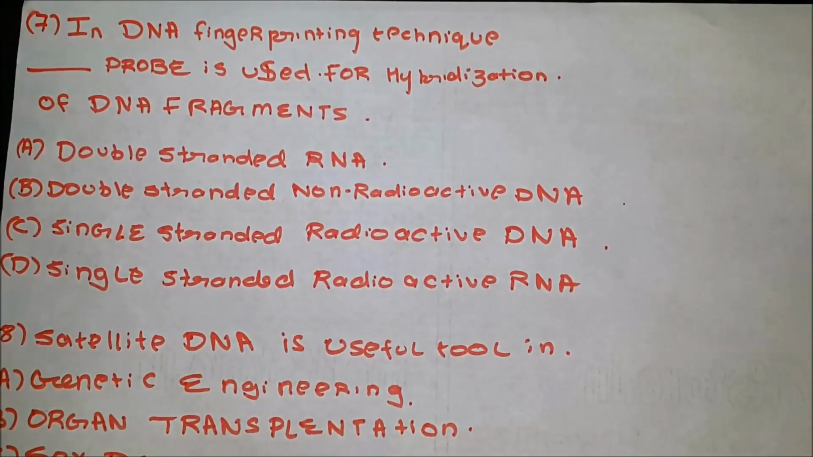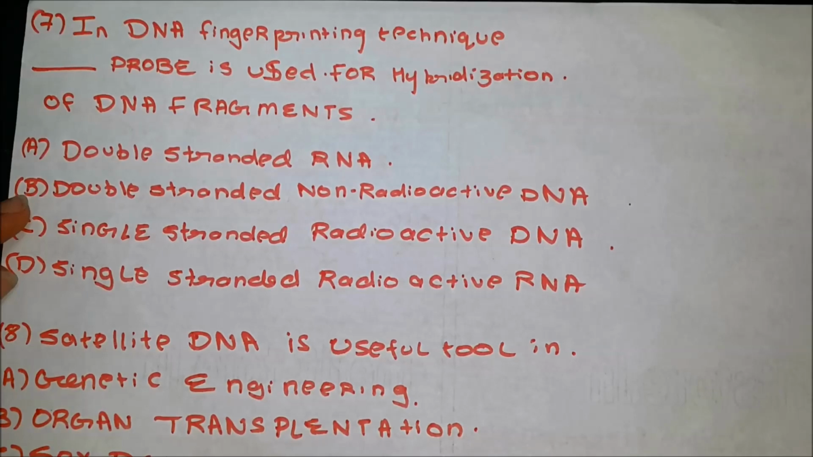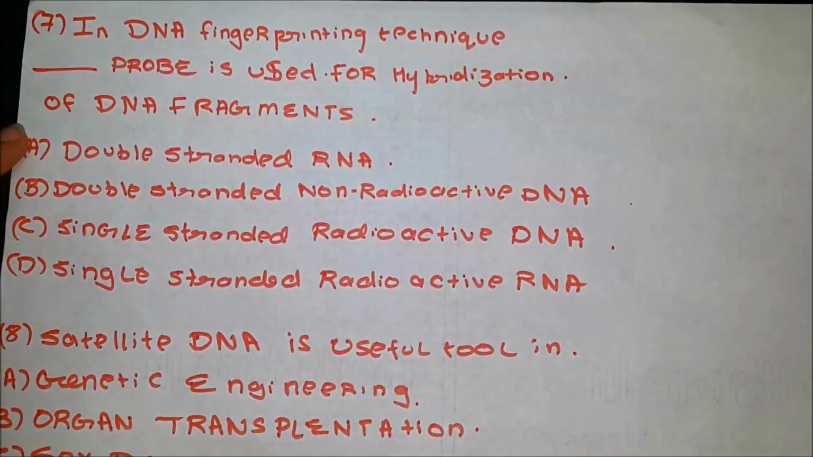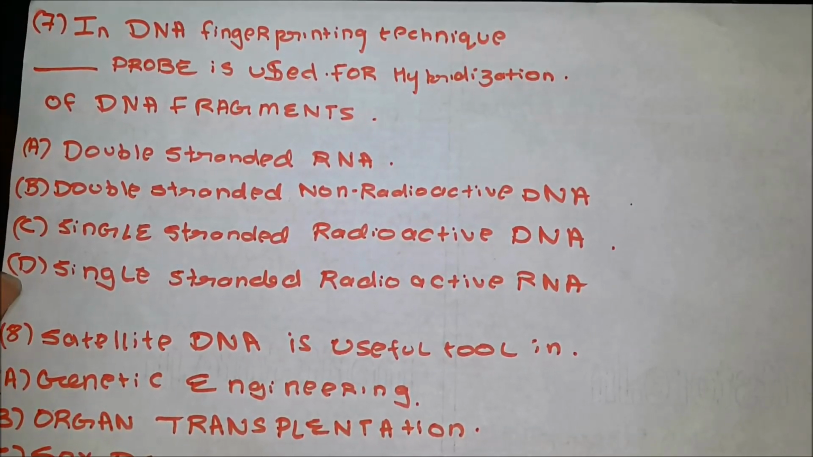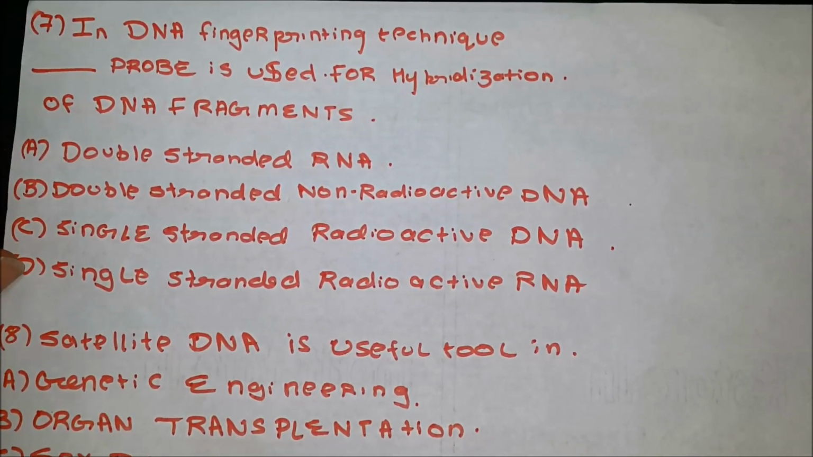In DNA fingerprinting technique, dash probe is used for hybridization of DNA fragments. Our options are double-stranded RNA, double-stranded non-radioactive DNA, single-stranded radioactive DNA, and single-stranded radioactive RNA. Now for sure, we are not going to use RNA. So option A and option D is not a chance. So we've got two options, B and C.